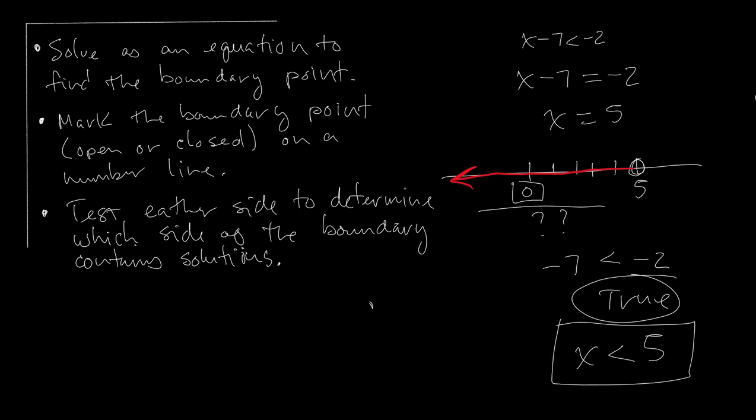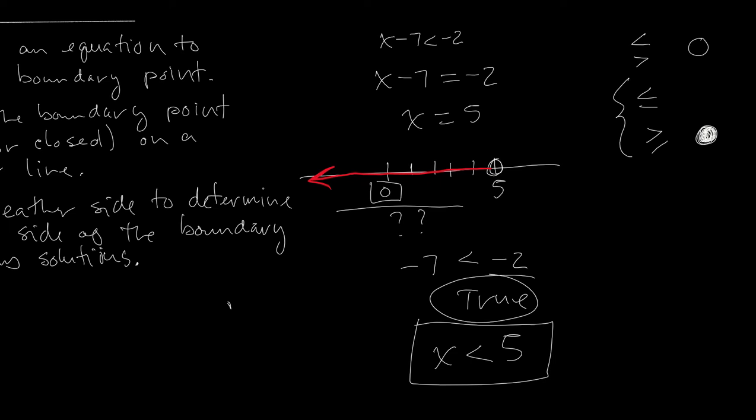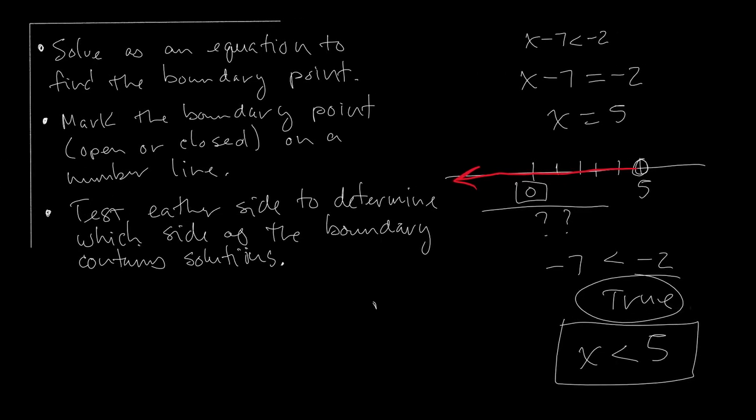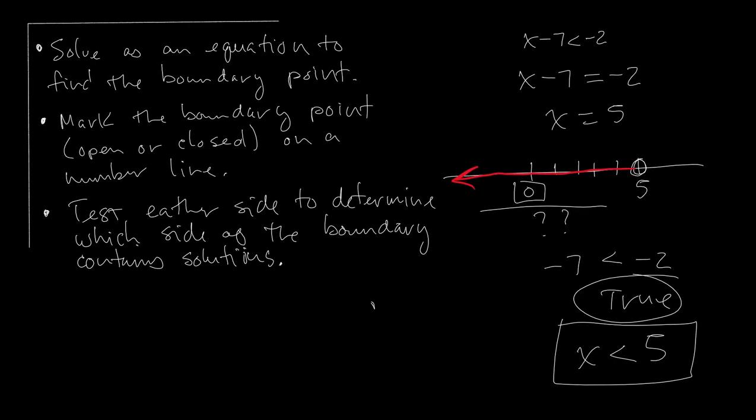So that's the solution process that we've talked about. Solving it as an equation, finding the boundary point, open or closed, depending on whether or not it's got the or equal to, marking the boundary point, and then testing on either side and seeing which side works.